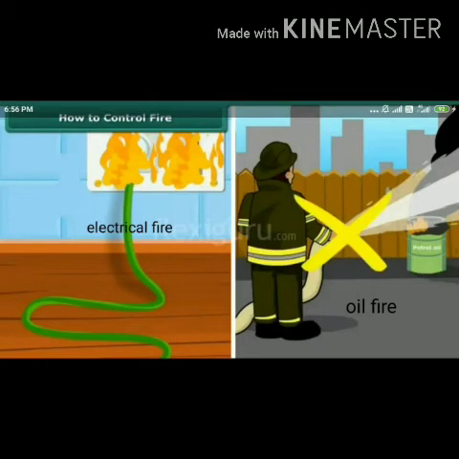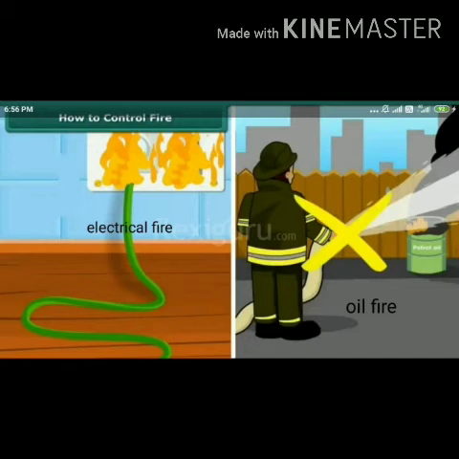Water is not a good extinguisher for electrical and oil fires. And why is it so? You all know that water is a good conductor of electricity. So, when water is thrown over a burning electrical appliance or burning electrical wires, it can give an electric shock to the person involved in fire fighting. Thus, water cannot be used to extinguish a fire caused by electricity.